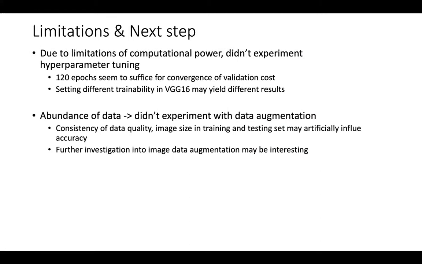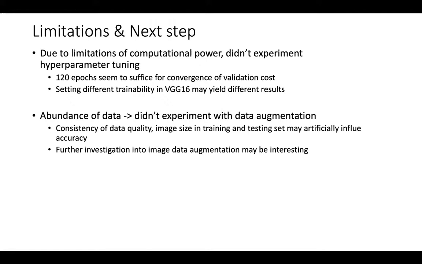There are a couple of limitations, based on which I wrote down a few next steps we can take for this project. The first one: due to the limitation of computational power, I did not do an extensive experiment with hyperparameter tuning. But in this sample, it seems like 120 epochs is enough for convergence of validation costs. And at the same time, I didn't set different trainabilities in VGG16, which may also yield different results.